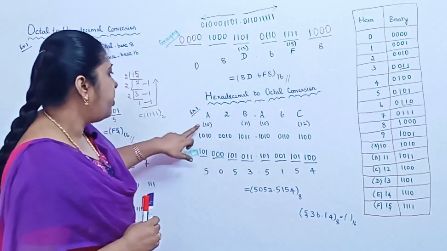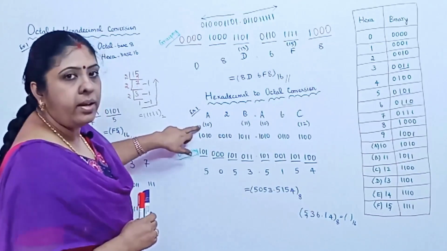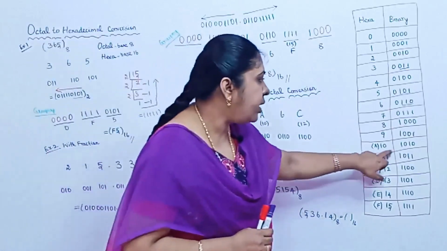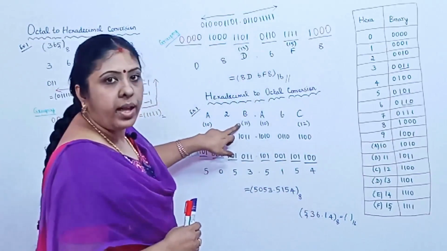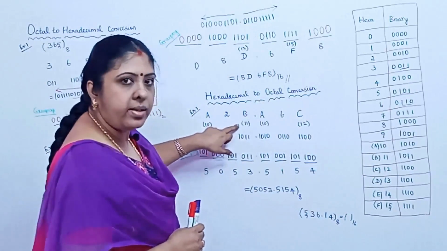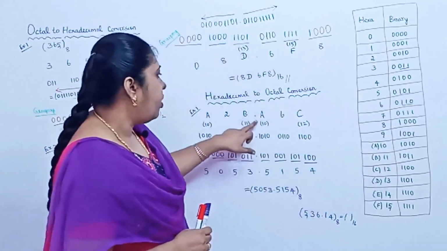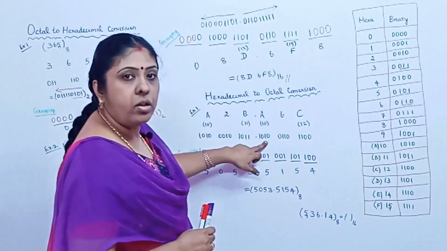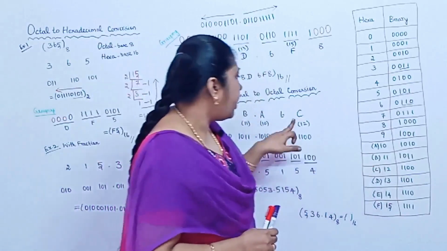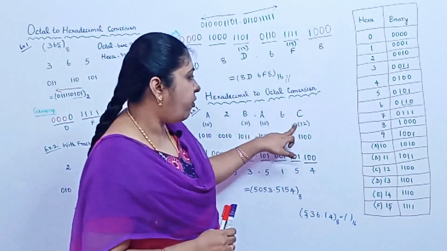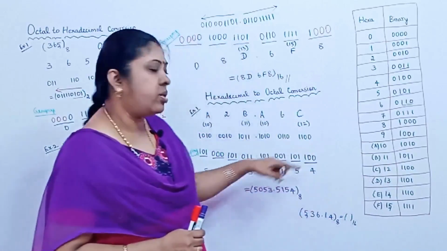So for A, the concerned value is 10. For the alphabet A, 10. For 10, the value is 1010. It is written here. For 2, 0010. And then for B, the concerned number is 11. And for 11, the value is 1011. For A, 10, the value is 1010. For 6, 0110. And similarly for the alphabet C, the hexa value is 12, and the binary value is 1100.